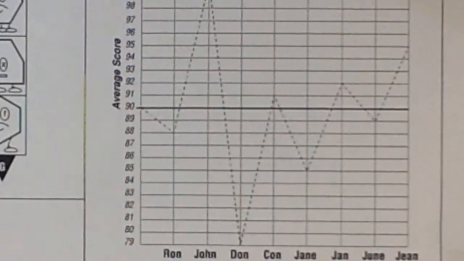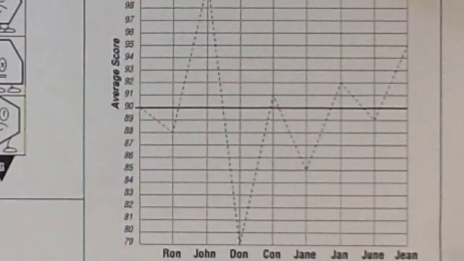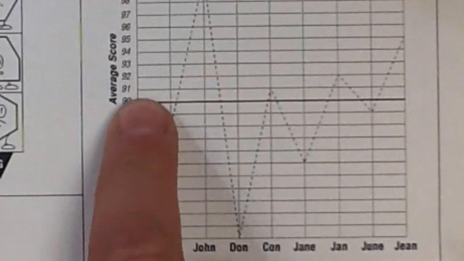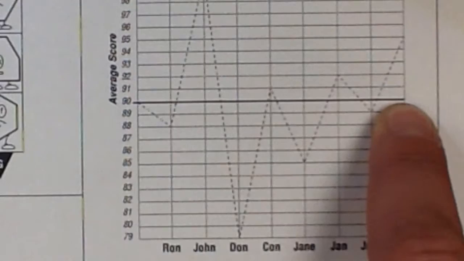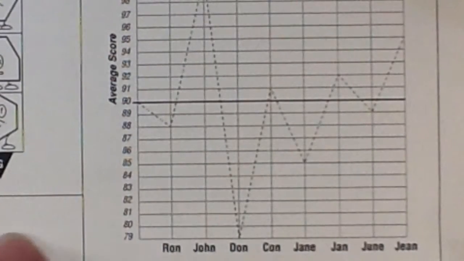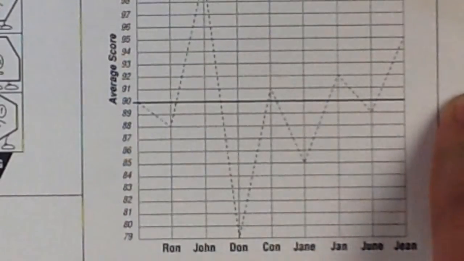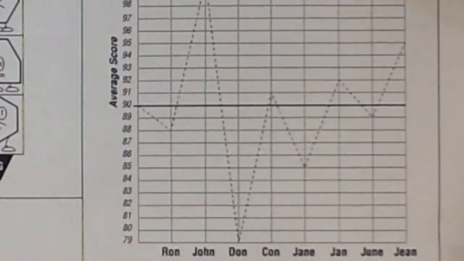Okay. Question number 2. How many children's scores were above the class average? So this dark line right here is what the class averaged. And this is each of the kids' names down here. So how many of them scored above? So greater than. Not greater than or equal to, but greater than the class average.